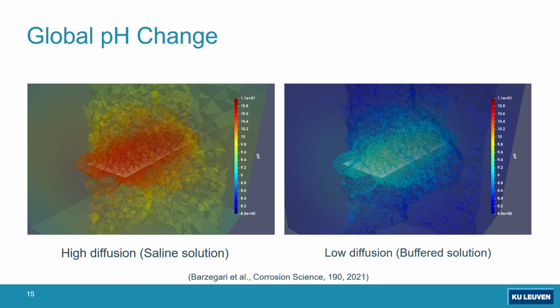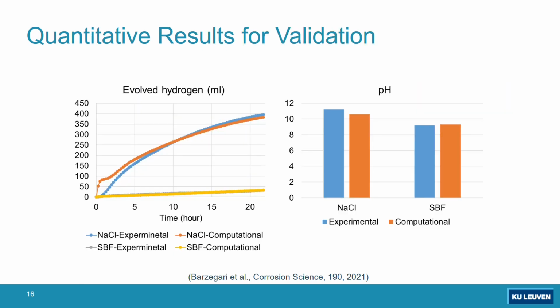So we have here a saline solution, which has a high rate of corrosion, as you probably know, and then a buffer solution, where chemists add different ions and different materials that slow down the degradation rate. And then we also have a set of quantitative results to compare. In this case, at least for this basic model, we see a good agreement with the experimental results in different mediums.